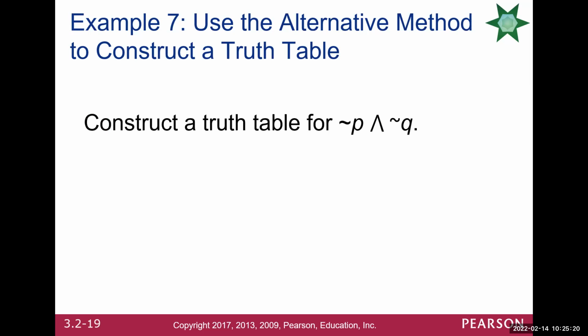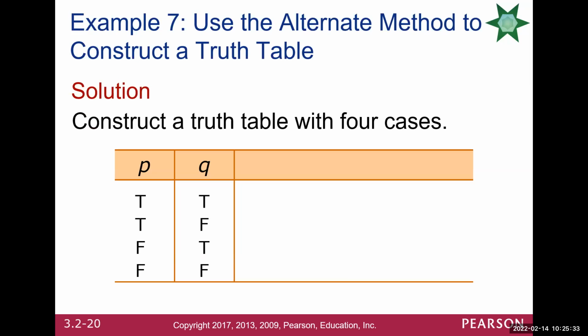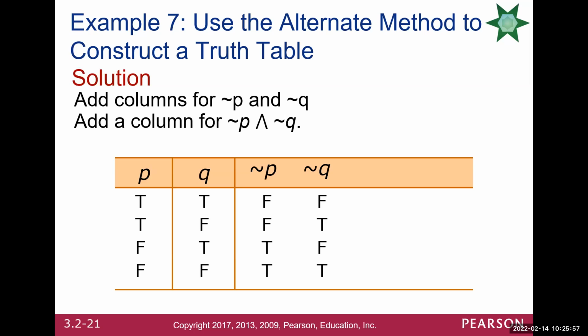Okay, so let's see, it says use the alternative method to construct a truth table. So it wants us to construct a truth table for not P and not Q. So you always start with the 4 cases. You have your P and you have your Q, and it goes TTFF under your P statement, and it goes TF under your Q statement, okay? Now, the actual symbolic form that they gave us is going to go on the first row, third column, spaced out so we can do our work, like so.